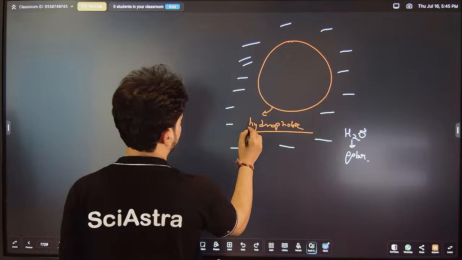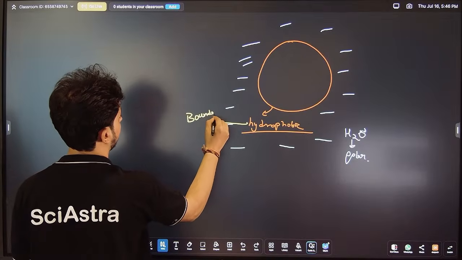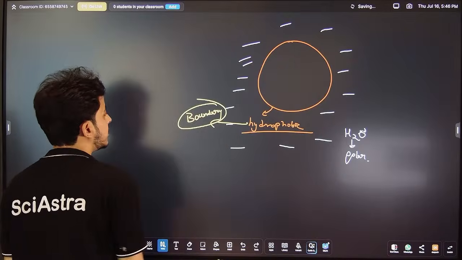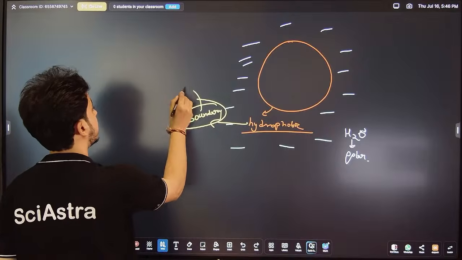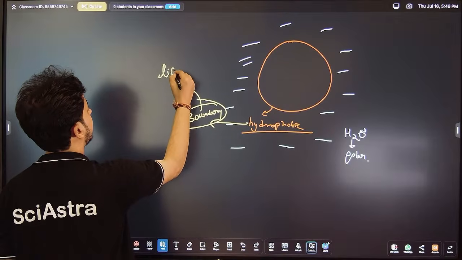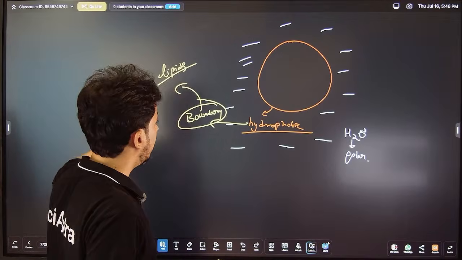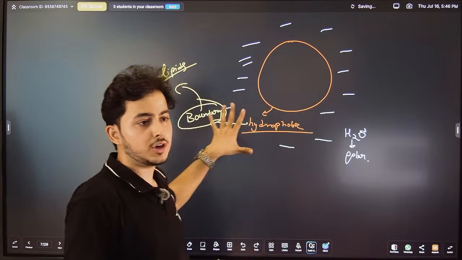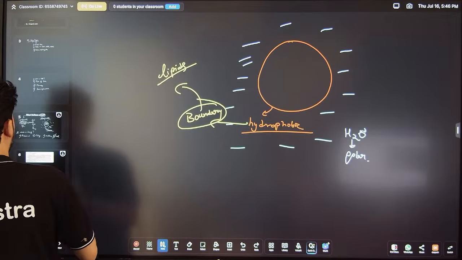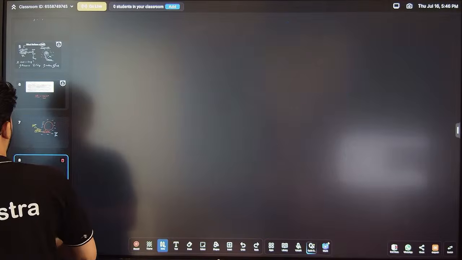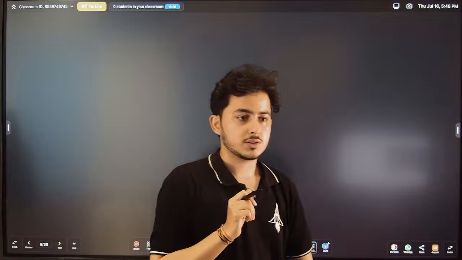Now we have to understand this boundary. This boundary is made up of lipids, okay? We will understand lipids in detail, but for now I will explain how this whole boundary is formed and a small misconception that people have regarding lipids. So, mainly you have three kinds of structures.